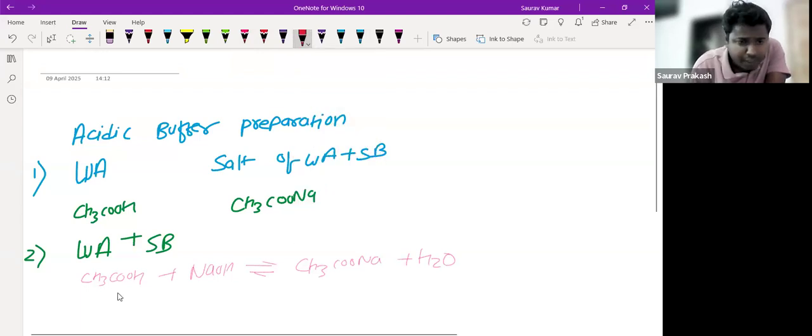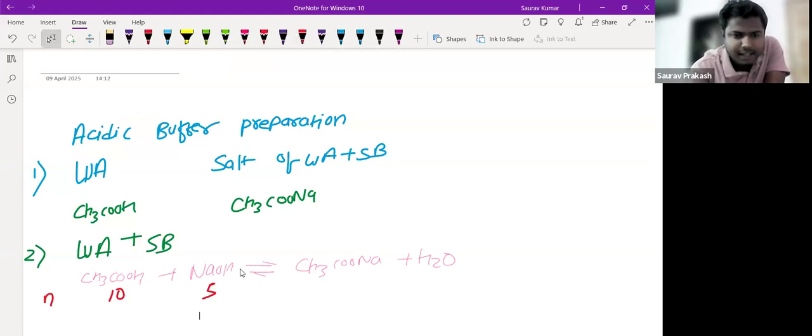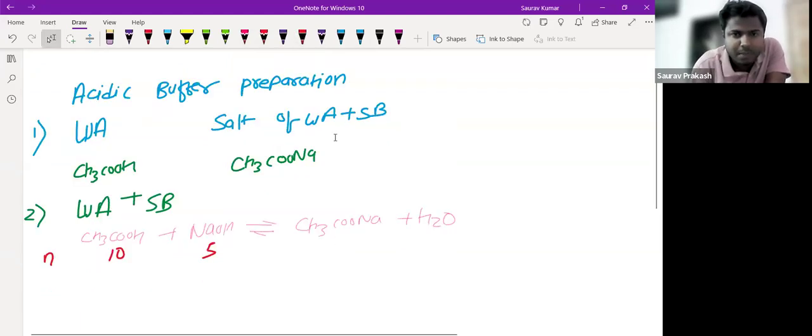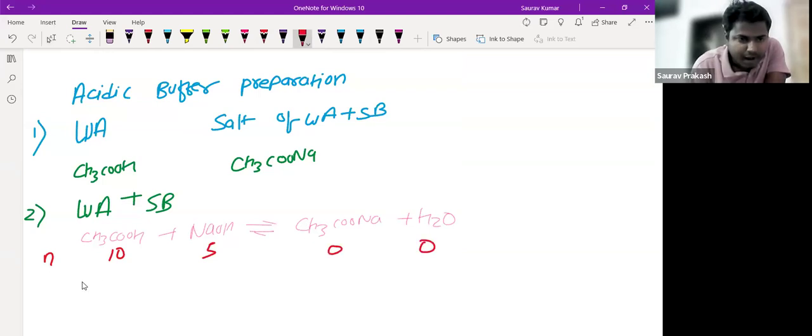So the initial number of moles will be 10 and 5, for example, and initially it is 0 and 0. So at equilibrium, it becomes 10 minus 5, applying the limiting reagent concept, and it will form 5 and 5. What is left? 5, 0, 5 and 5.